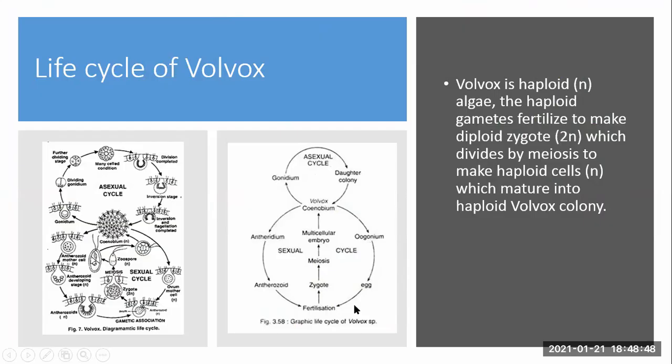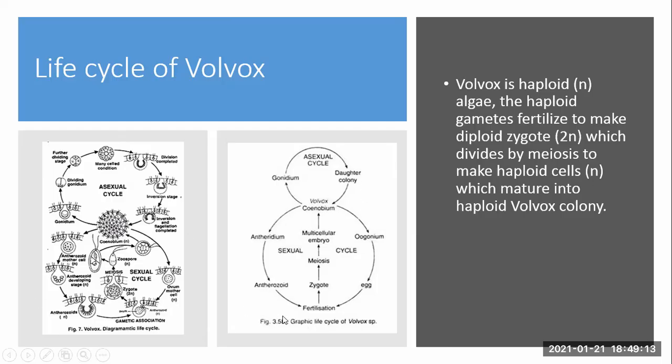Again, they come together and fuse, and through the process of fertilization, they convert into a diploid zygote, and this diploid zygote is denoted by 2N. After meiosis, a multicellular embryo is formed, and this converts into a new Volvox coenobium colony.